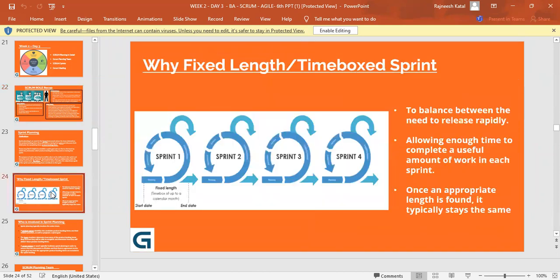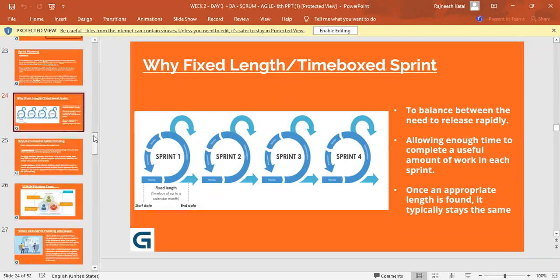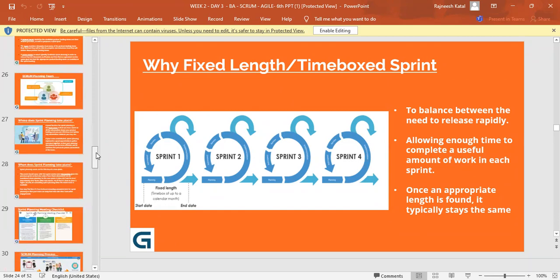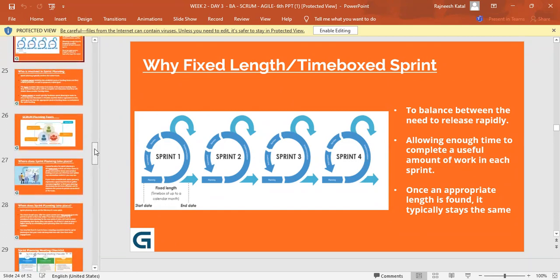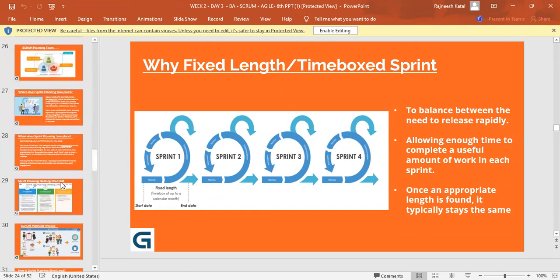So as you see these circular symbols or design, this is a pattern wherein we work in sprints. Is it visible? This will come in the next slides, I think. I'll share that with you. Let's move on in a second.